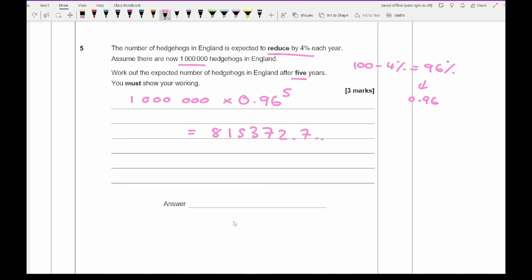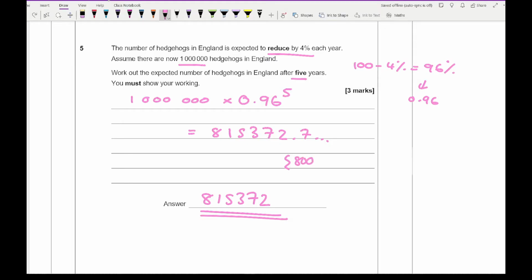815372.7. Now obviously we can't have 0.7 of a hedgehog, so here the answer is 815373. I'm going to round up or round down, it's entirely up to you which one you want to do. I'm going to round down actually, because we can't have 0.7 of a hedgehog, and there is my answer. And in the mark scheme, they would accept any answer if you've done it manually, because you could just reduce it by 4% each time.